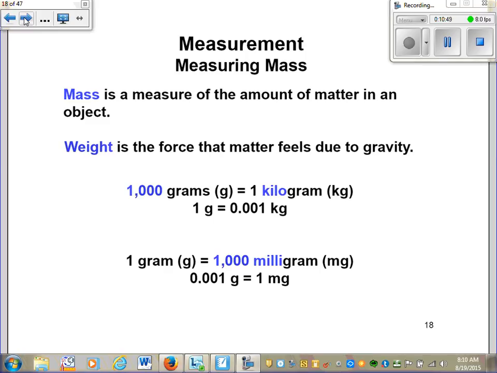So mass is the measure of the amount of matter in an object. It is different than weight. Weight is the force that matter feels due to gravity. So if you have a mass of 120 kilograms and you get on a scale here, it'll say 120 kilograms. If you go to the moon, the moon has 1/6 the gravity, so the scale will say 20 kilograms. But your mass is still 120 kilograms, because the scale registers the effect of gravity.